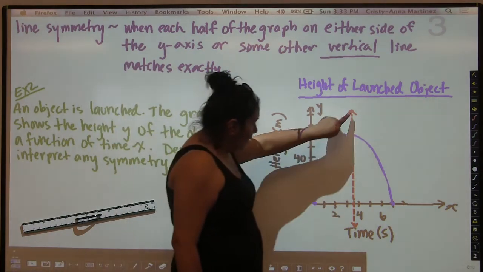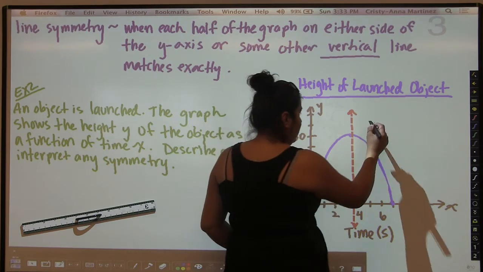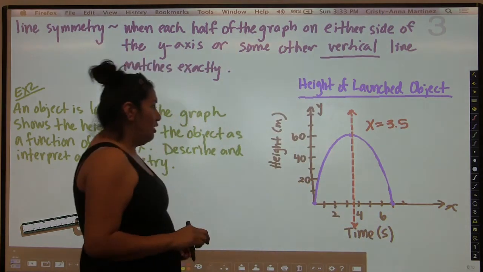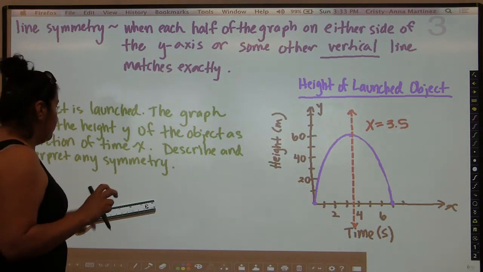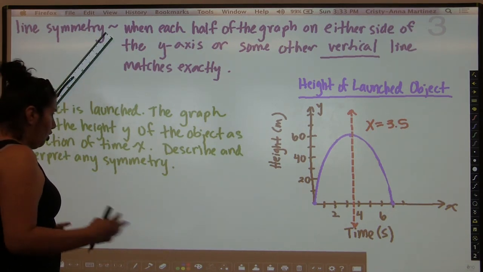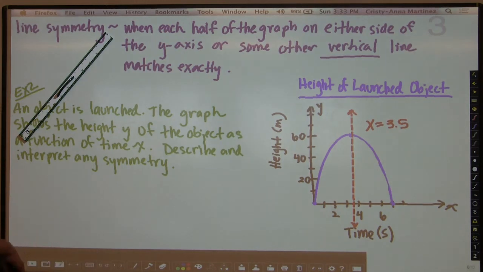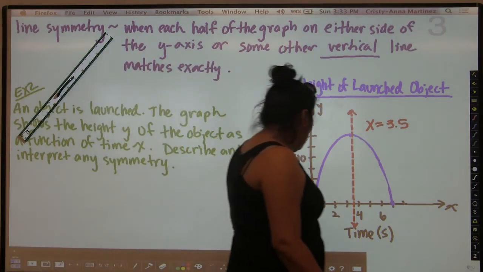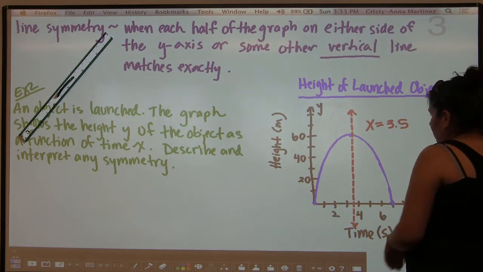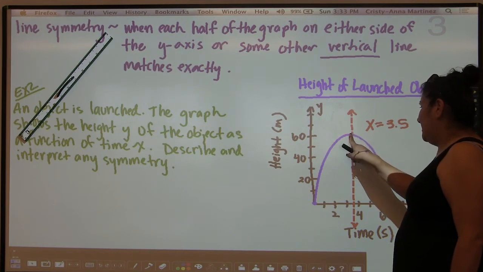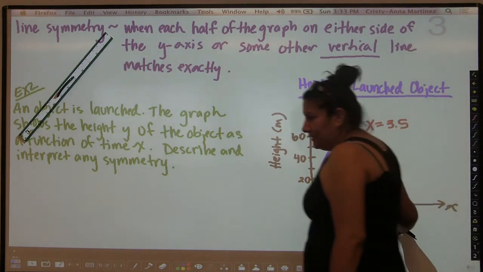And since this vertical line is going through x equals 3.5, x equals 3.5 is what we would call the line of symmetry. Okay? So what does that mean? It says to interpret. So when you interpret something, you're supposed to give the meaning. Well, in this case, because this is an object that has been launched, it means that from the time the object was launched to when it came back down, it took the same amount of time to get to the highest point as it did to get back to the ground.